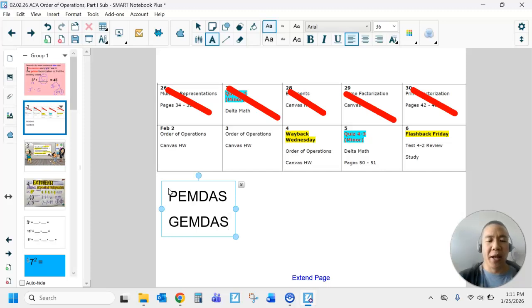Please put your red pen away. You will need a highlighter, a pencil, and your packet for today.